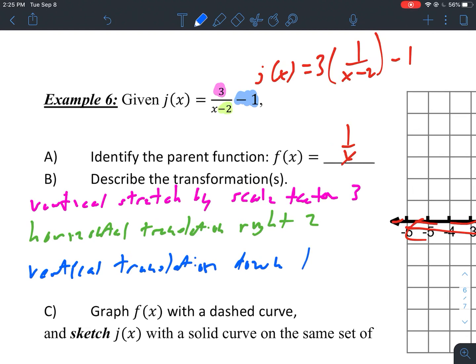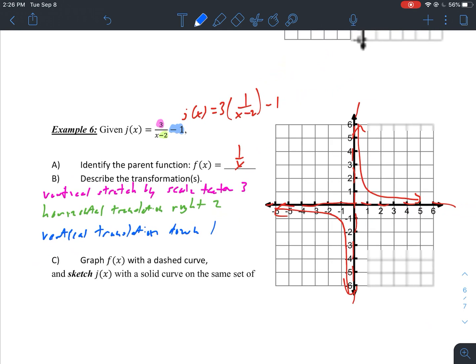So the reason why I rewrote that the way I did is so I can see that 3 is technically outside of the function. That's how I know it's vertical. Okay? In order for it to be inside the function, you have to be in the denominator. You have to say 1 over 3x minus 2 or whatever. So that's how I know that it is indeed vertical. So I know I want to move the asymptotes right 2 and down 1.